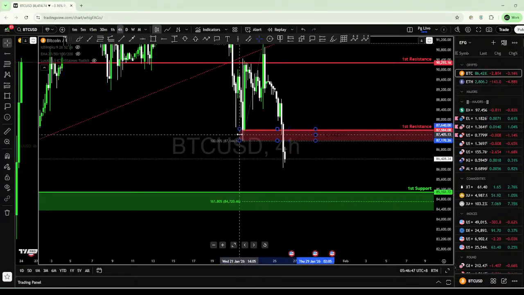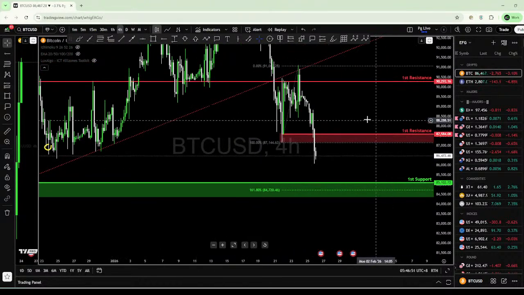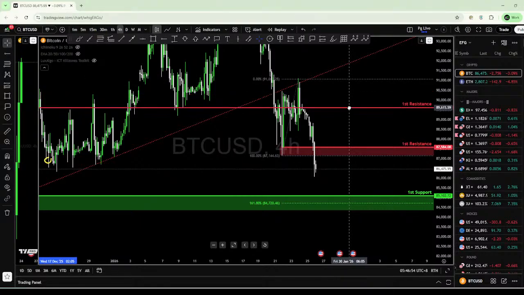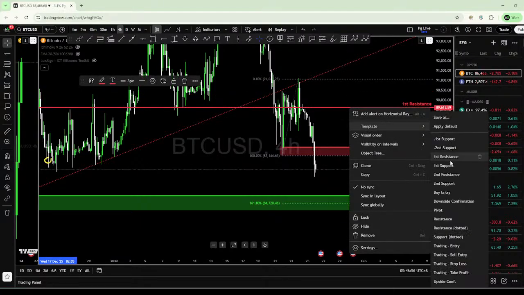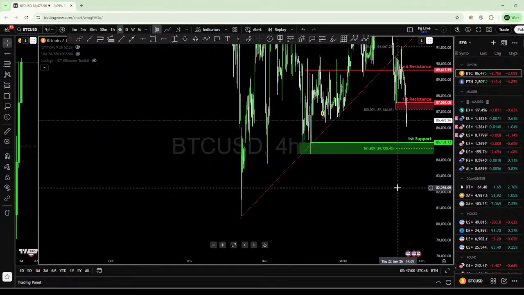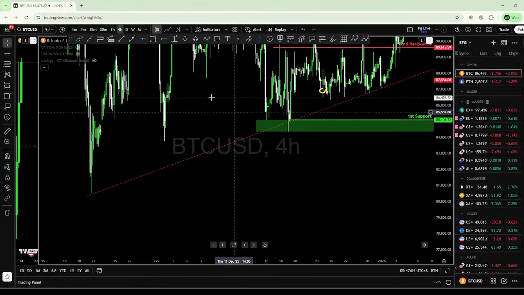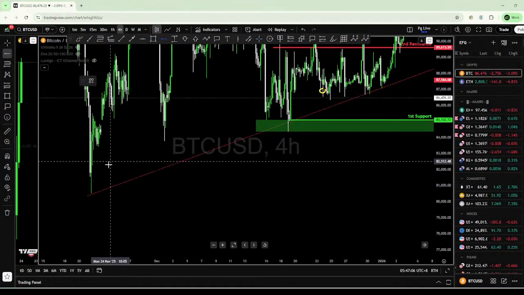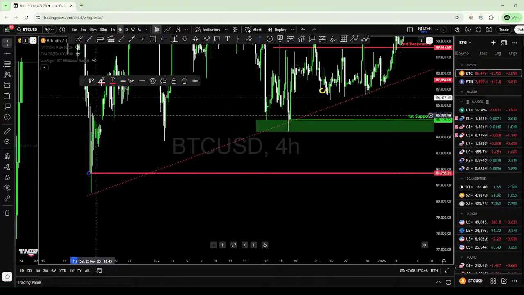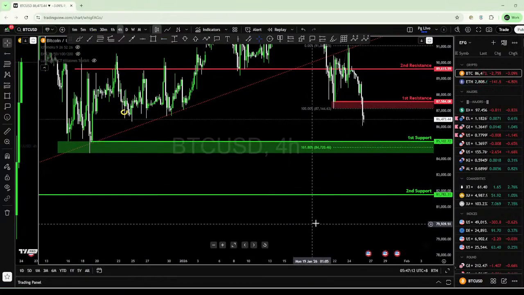Put back resistance. Okay, this is the second resistance for the BTC, and the second support level here. Okay.